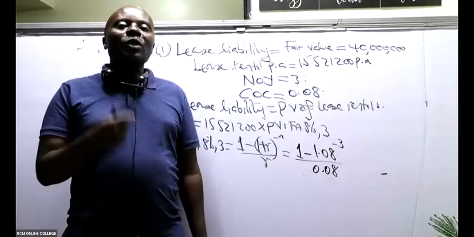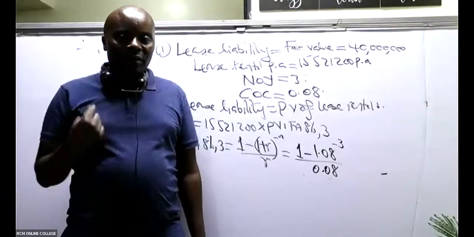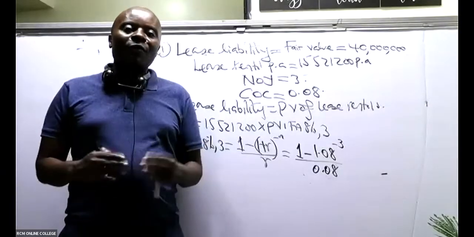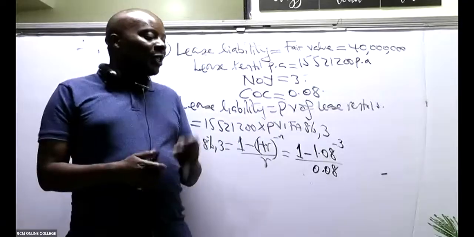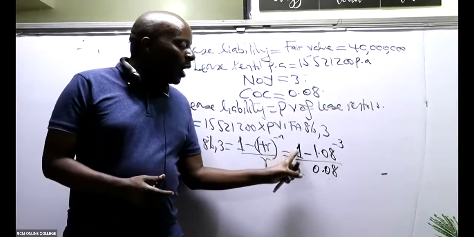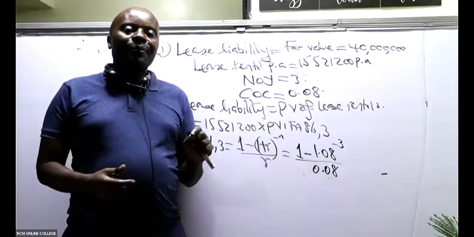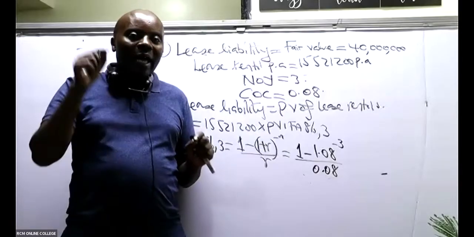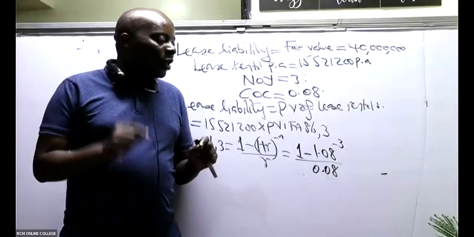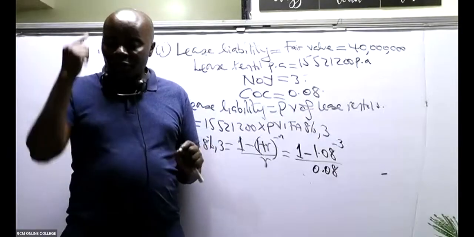Now, most students lose track very fast whenever they are being taught, because most students don't like using their calculators. So they tend to veer off very fast. If I were you, I would take my calculator, then punch in 1 minus 1.08. There's a raising function, so you raise it to negative 3.